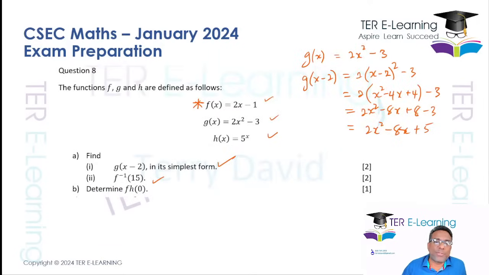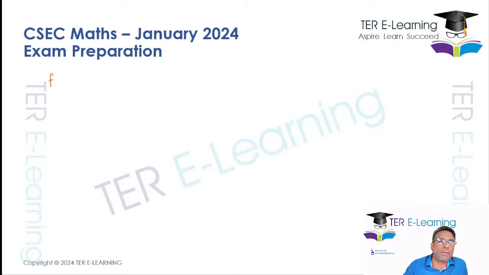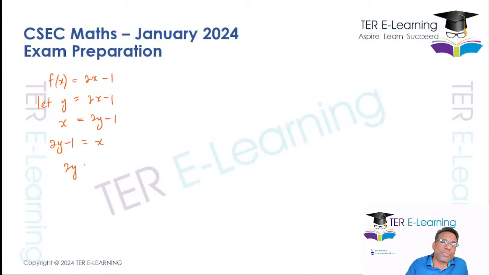So we have f of x is equal to 2x minus 1, and you want to find the inverse. There's a process that we follow. So let y equal 2x minus 1. Then we're going to interchange, so you're going to put x is equal to 2y minus 1. And then the next part is to make y the subject of the formula. So 2y minus 1 is equal to x, so 2y is equal to x plus 1. Therefore y is equal to x plus 1 over 2, so your inverse of this function is given by x plus 1 over 2.